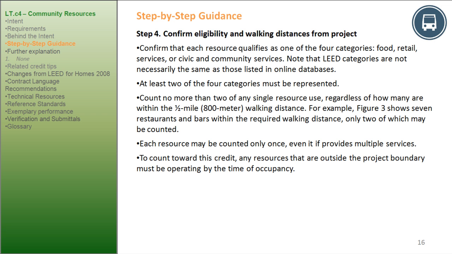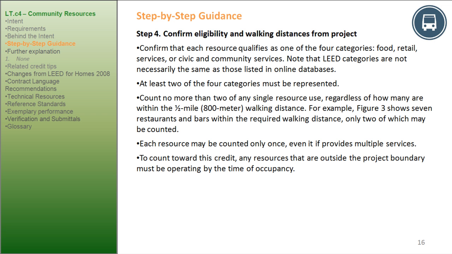Further to step-by-step guidance, Step 4. Confirm eligibility and walking distances from project. Confirm that each resource qualifies as one of the 4 categories: food, retail, services, or civic and community services. Note that LEED categories are not necessarily the same as those listed in online databases. At least 2 of the 4 categories must be represented.